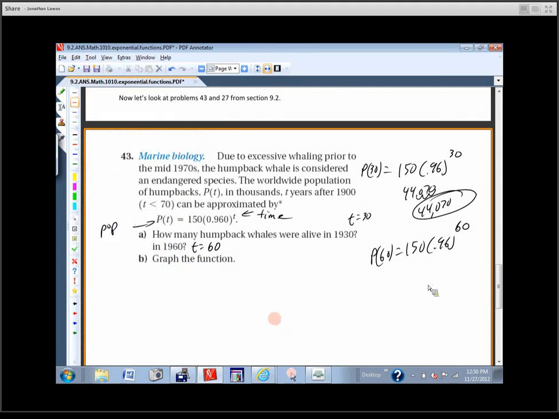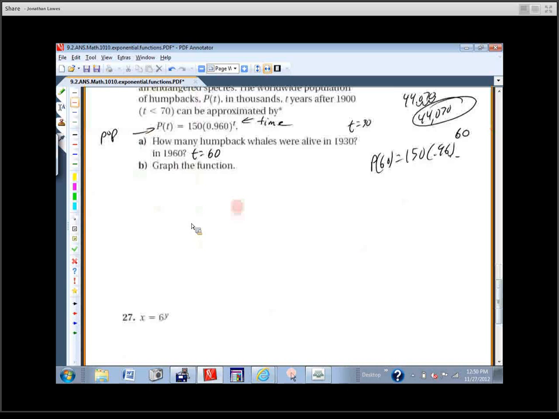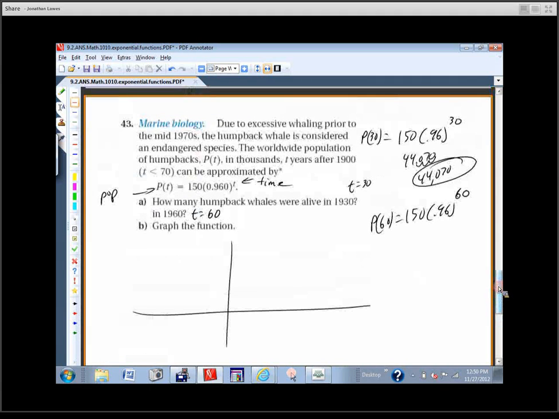Graph the function. We're looking for exponential decay, right? We're expecting it to go down. Now, I've got a couple points on here. I've got 30 and 44.07, and I've got 60 and, what was that, 12.9 or something like that? Okay, so these are the points that I've got.